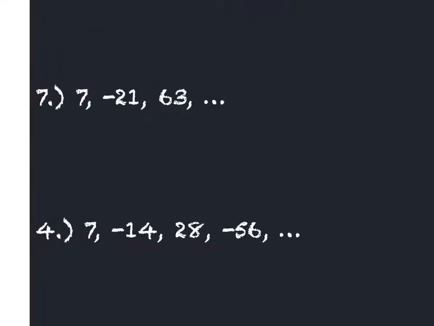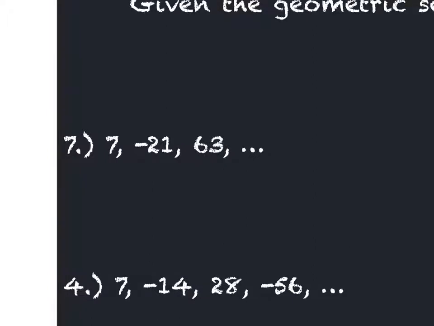So if we take a look at this first one, negative 21 divided by 7 is negative 3, meaning our common ratio is negative 3. We're multiplying by negative 3 every time. So to get from this term to the next one, you'd have to multiply by negative 3. And 63 times negative 3 is negative 189.